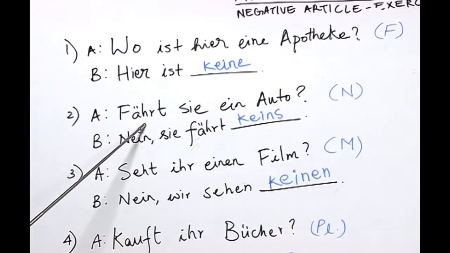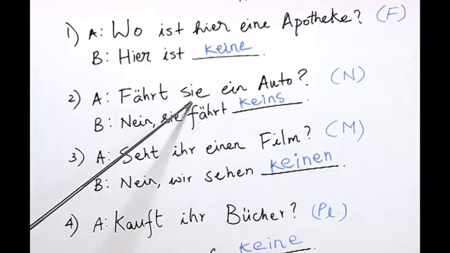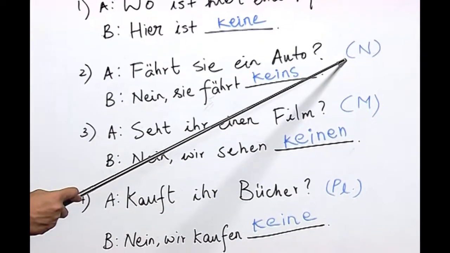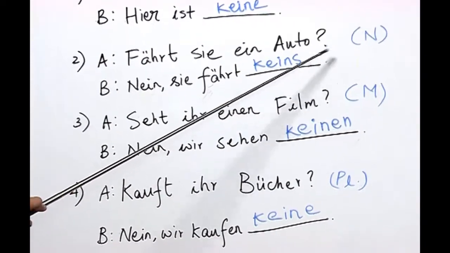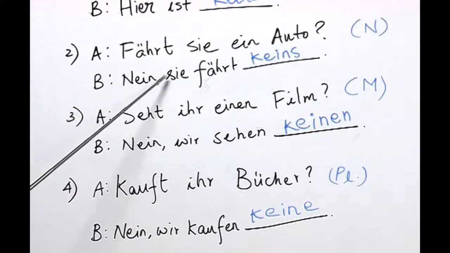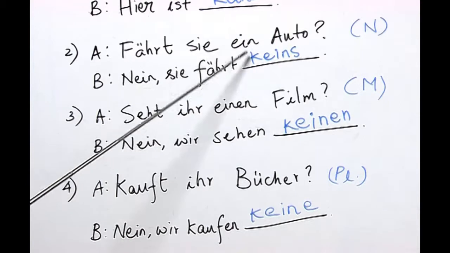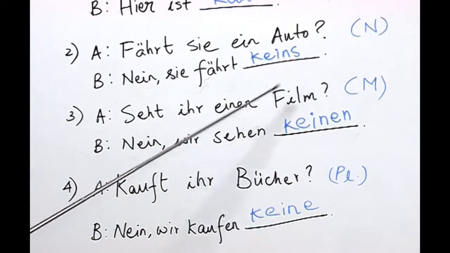Now, let us look at question number 2. Fährt sie ein Auto? Here also the student wrote the correct article marker, which is N, because it is das Auto, and our other student wrote the correct pronoun for this sentence, which is keins.